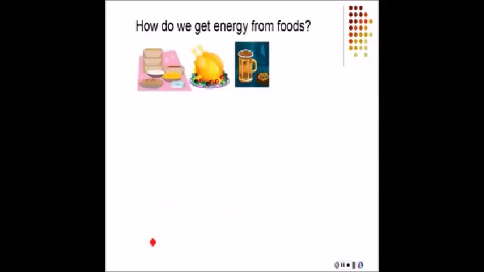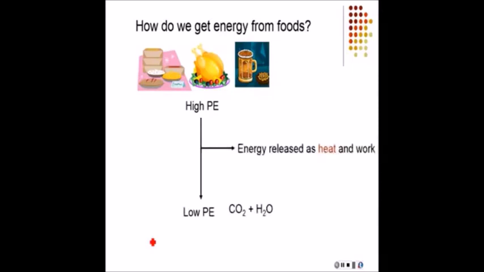So, how do we get energy from foods? Well, here are some different foods we have here. We have some pies and cakes. We have a turkey. We have beer and some nuts, it looks like. Well, we get energy from them when we change these substances from the high potential energy that they possess to low potential energy. And we get the difference coming out as energy and work.